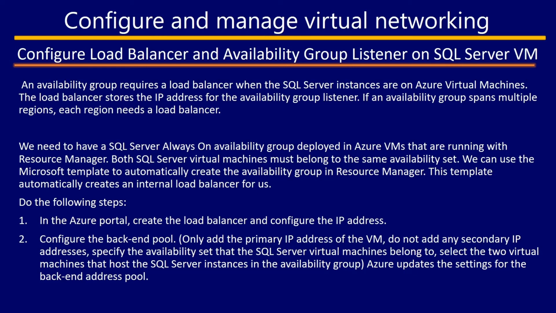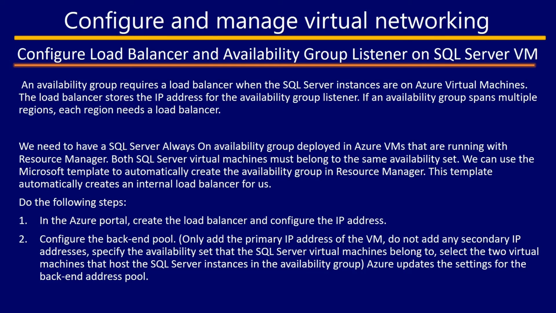If an availability group spans multiple regions, each region needs a load balancer. We need to have a SQL Server Always On availability group deployed in Azure VMs that are running with Resource Manager. Both SQL Server virtual machines must belong to the same availability set. We can use the Microsoft template to automatically create the availability group in Resource Manager. This template automatically creates an internal load balancer for us.